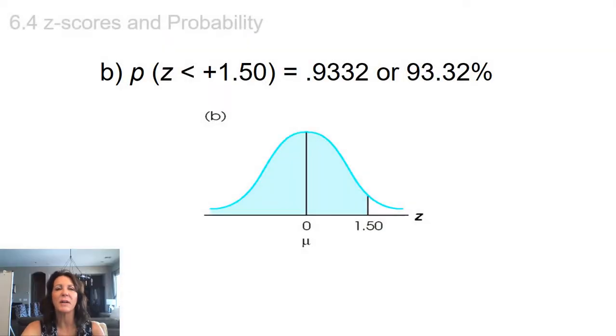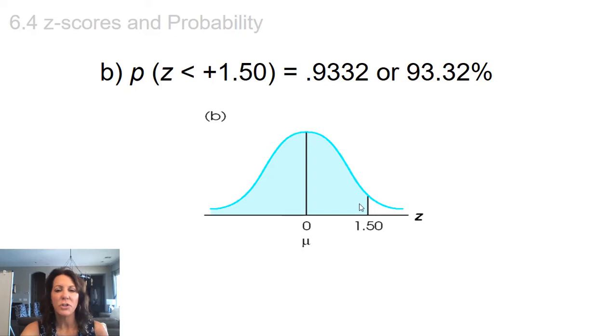Let's try another one. This time I'd like you to look at your z table and find a z-score of 1.50. I, in this case, have it as positive 1.50, but your z table doesn't have positive or negative. Just find 1.50. Pause the computer if you need to. So the directions are asking us for the probability of finding a z-score that is less than 1.50. So now we're going in the other direction. We're looking for less than.